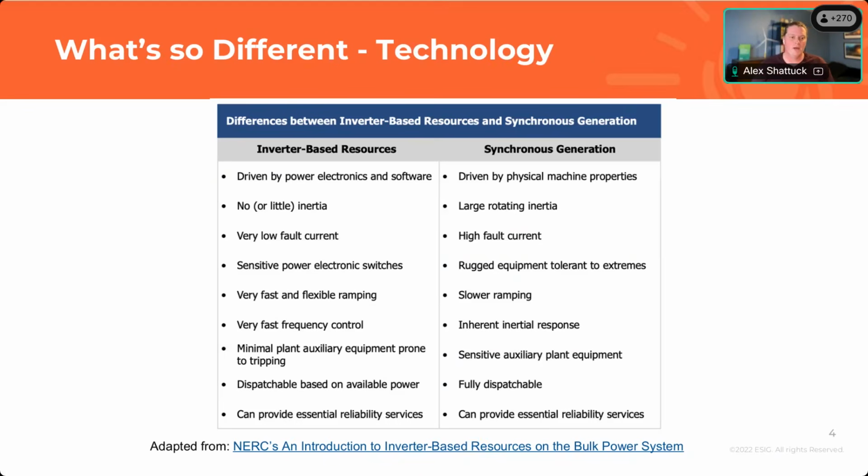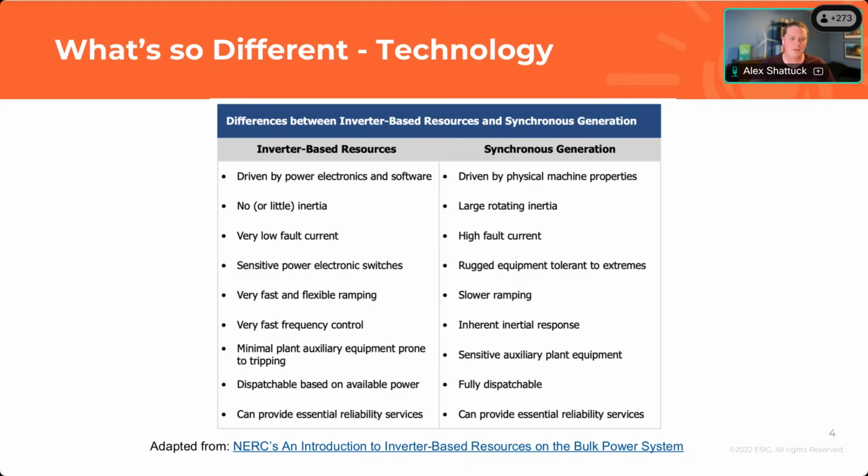IBRs can do very fast, very flexible ramping, very fast frequency control, and very fast reactive power control, on the order of half a second, or even shorter than that. You could get massive swings in the full output of an IBR plant in a second or less. Whereas with the inherent inertial response of synchronous machines, they're slow ramping. That type of thing is much less severe and much more predictable. So those types of things are very, very different.